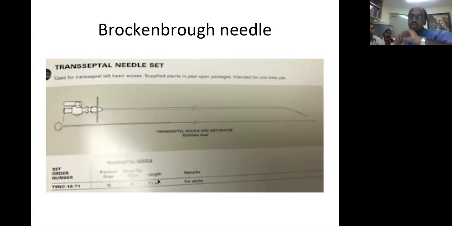So you take the sheath, put in the dilator, reach the area of the atrial septum, point it at the level of the atrial septum, and then jab the needle. You will go 1 centimeter beyond. And with that 1 centimeter, you will be poking the atrial septum and entering into the left atrium.